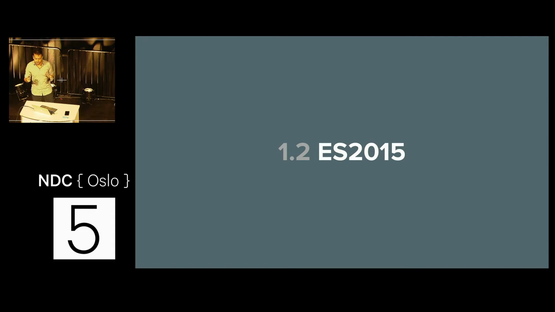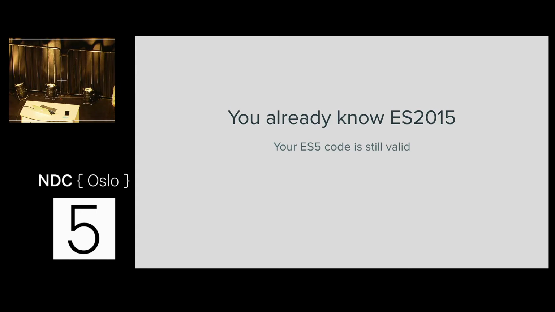So I'm going to talk a bit about ES 2015. And technically, you already know ES 2015. That's because your ES5 code already runs inside ES 2015. So if I want to put this into a Venn diagram, this is your ES5 code. And then you have this superset, which is ES 2015. And then you have another superset, which is ES 2016.